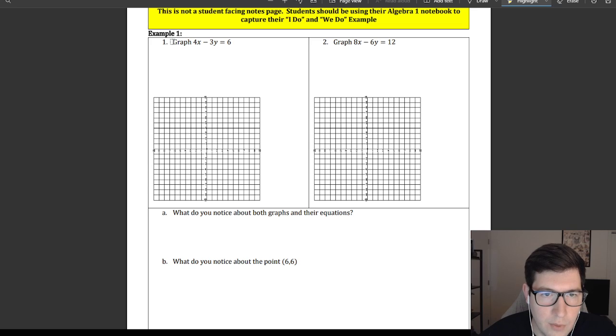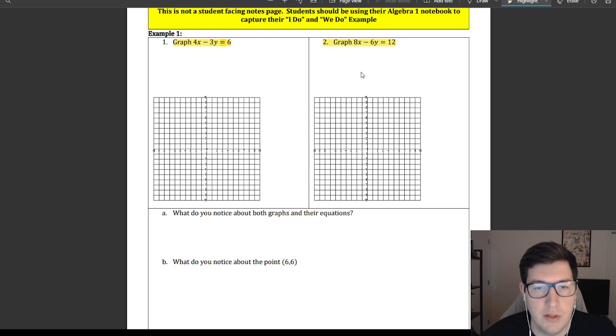For example 1, we're actually being asked to graph 2 equations here. We want to graph 4x minus 3y equal to 6, and 8x minus 6y is equal to 12. Now find space in your notebook. Make sure today's date is at the top. Today is going to be the 2nd. And take 3 minutes. Graph both of these in your notebook. You can do them side by side if that helps you see it. But then we're going to answer some questions about these graphs. Again, take those 3 minutes. Go ahead and pause the video here and begin.